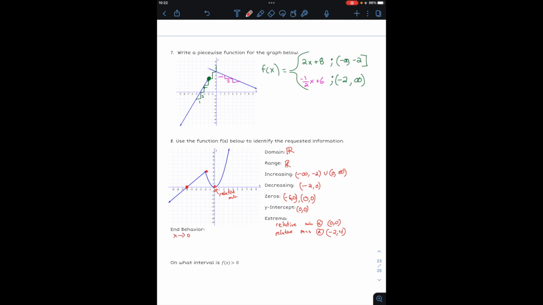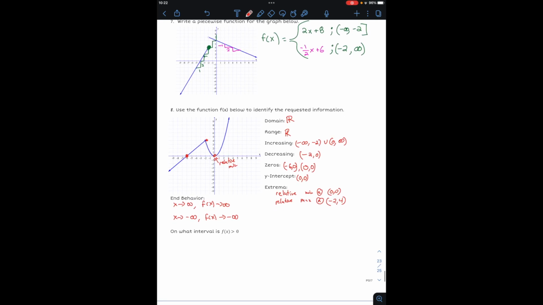End behavior, as x goes off to infinity, so does f of x. As x goes to -infinity, so does f of x. Okay, and we have opposite end behavior. And last question here, on what interval is f of x positive or greater than 0? Well, that's interesting because here it's all positive, right? And here, but we're actually not positive at this point and this point because 0 isn't positive or negative.